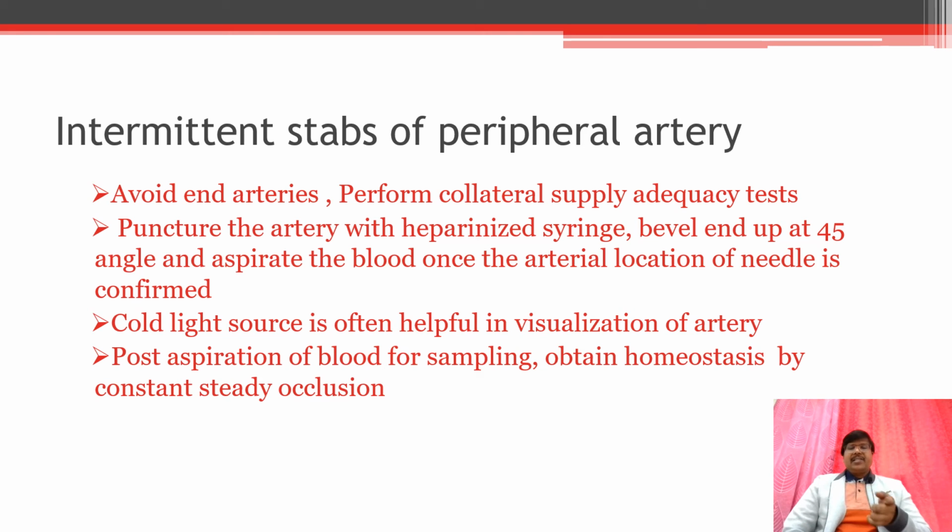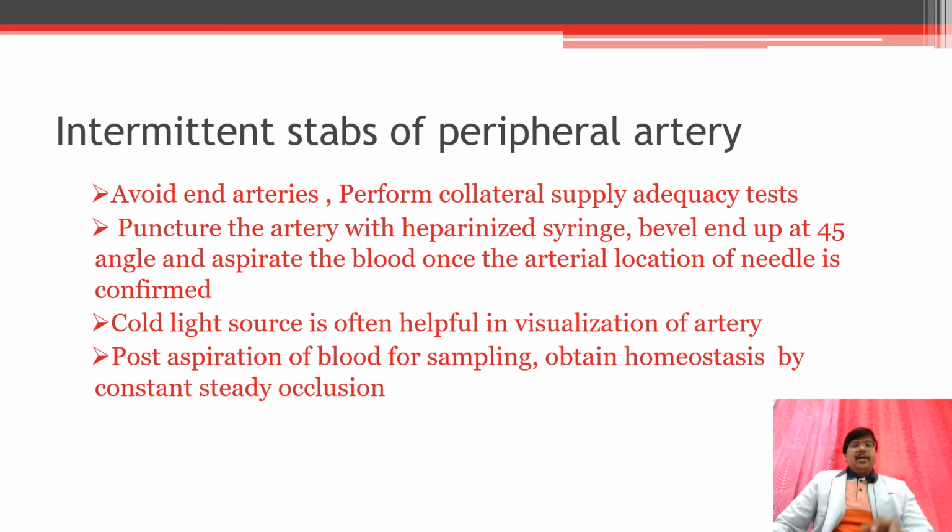Puncture the artery with a heparinized syringe at an angulation and aspirate the blood once the location of the needle is confirmed. A cold light source is often helpful in visualization. You can even see the thrombus also. With repeated attempts, the clear lumen will be broken and will get bulges. So that's the way you can identify using a cold light source, just a bedside tool with transillumination.